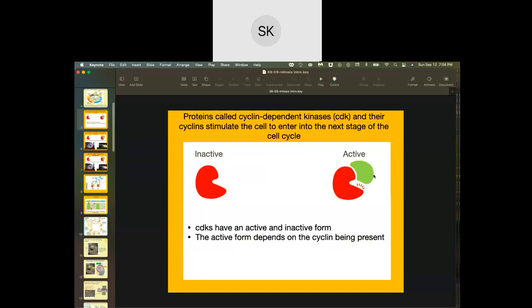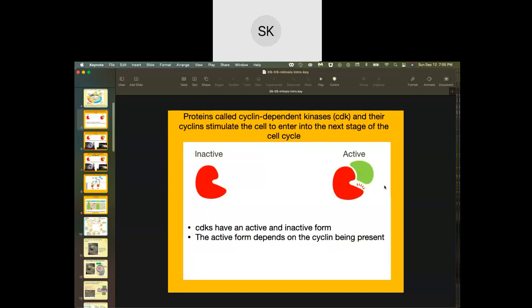And so these are also specific. These come in pairs. So there is a CDK for mitosis, and there is also a cyclin for mitosis. And the CDK for mitosis can only bind to the cyclin for mitosis. It can't bind to one of the other cyclins. It can't bind to the G1 cyclin and become active.